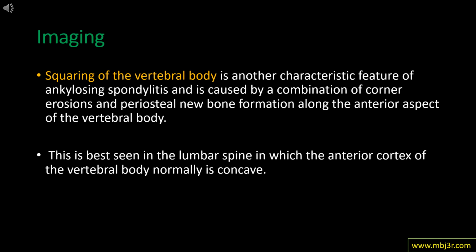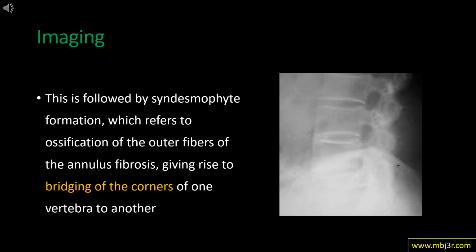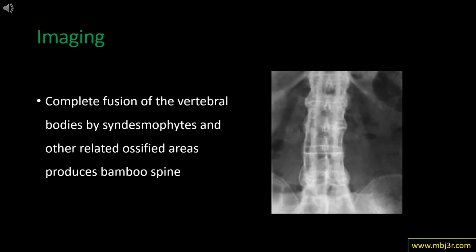This is best seen in the lumbar spine, in which the anterior cortex of the vertebral body normally is concave. This squaring is followed by syndesmophyte formation, which refers to ossification of the outer fibers of the annulus fibrosus, giving rise to bridging of the corners of one vertebra to another. Complete fusion of the vertebral bodies by syndesmophytes and other related ossification leads to bamboo spine.